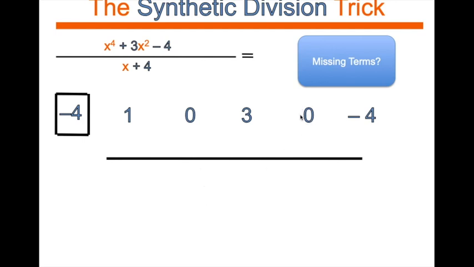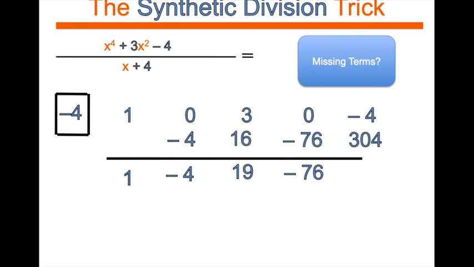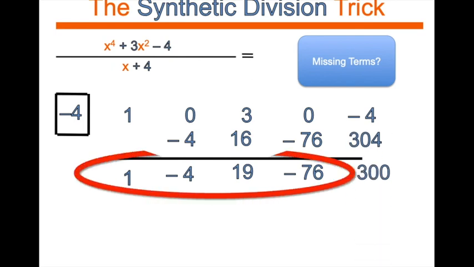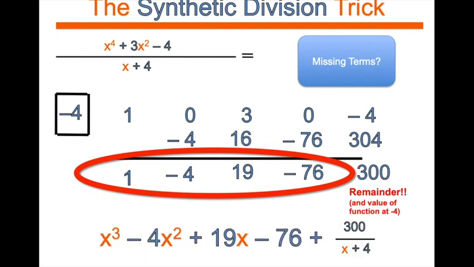All right, same thing over here. The linear term, there weren't any x to the first power, so I'm using 0. But as long as you're putting zeros in as those placeholders, everything works out just fine. Copy your 1 down, multiply by the number in the box, add, multiply by the number in the box, add, multiply by the number in the box, add, multiply by the number in the box, add. There's your polynomial quotient, and you have a remainder of 300, which also happens to be the value of the function at negative 4. So yeah, you just put the x's back in and you're done.